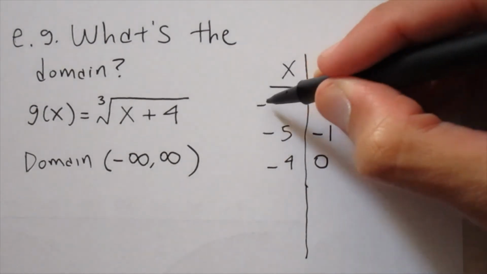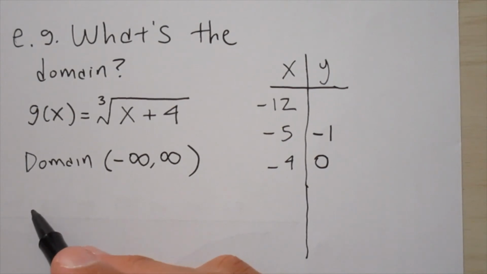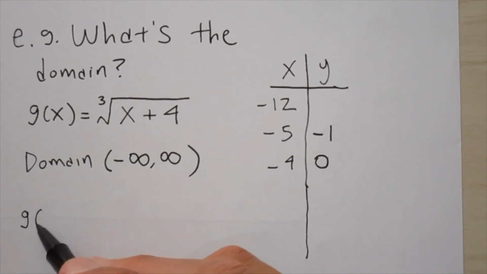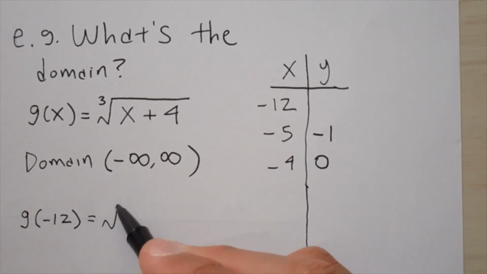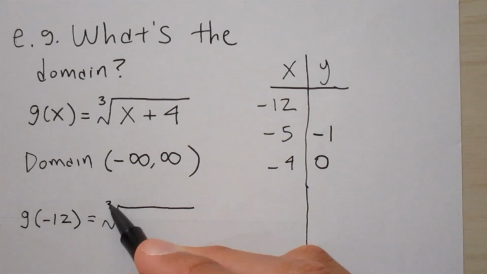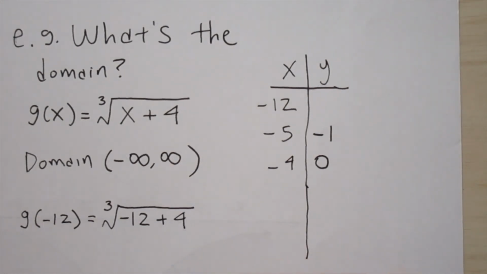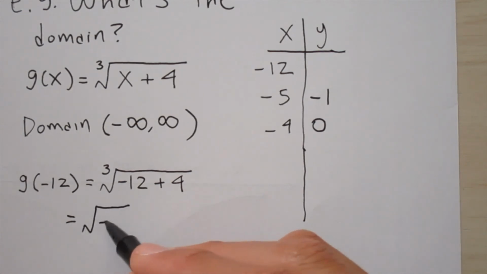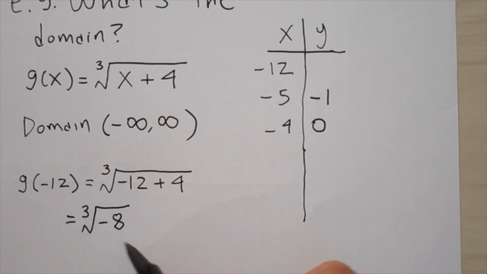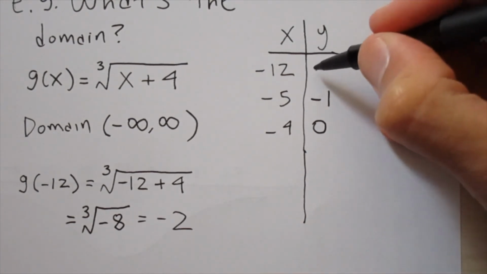What if I stick in negative 12? I'm getting lazy here, so let me show you how I'm actually doing this. For instance, g of negative 12 is the cube root; x is being replaced with negative 12, so negative 12 plus 4. What's negative 12 plus 4? That's negative 8, isn't it? What's the cube root of negative 8? That's negative 2, isn't it? So negative 12, negative 2.